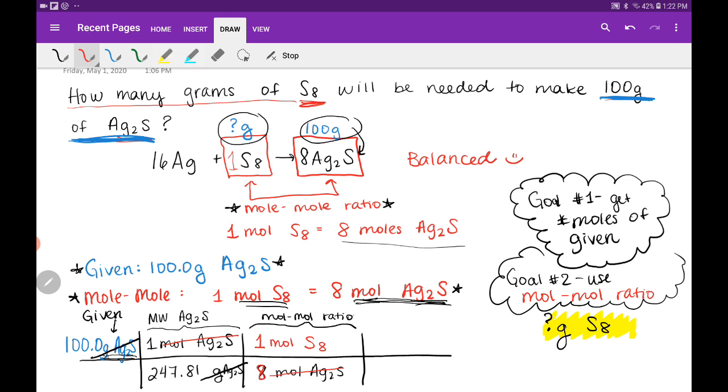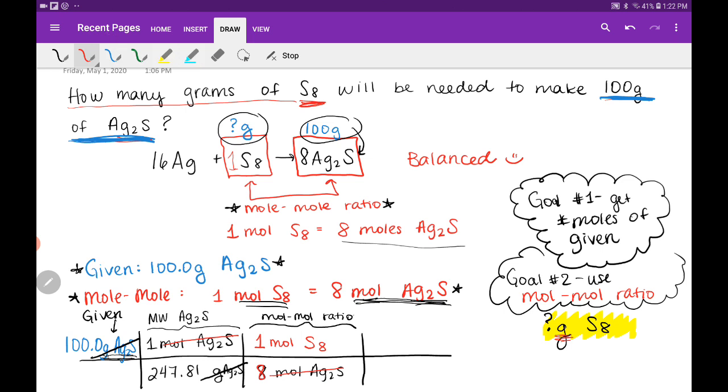Okay, so now the units that we're left with: moles of Ag2S will cancel with moles of Ag2S, top to bottom, because the mole is exactly the same and that chemical is exactly the same. That's the only way that you can cancel. And now the units that we're left with are moles of S8. Is that what we want? No, we want grams, and grams and moles are different.